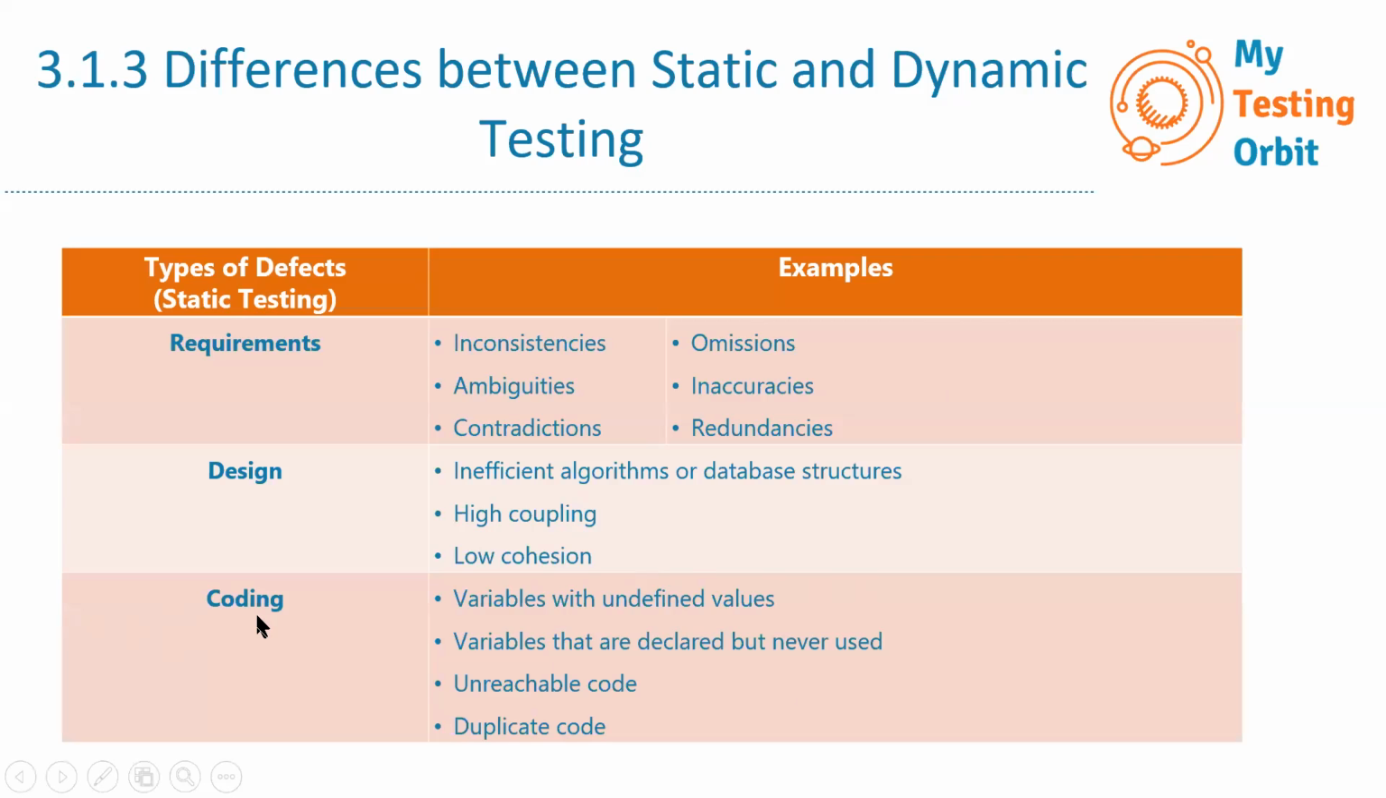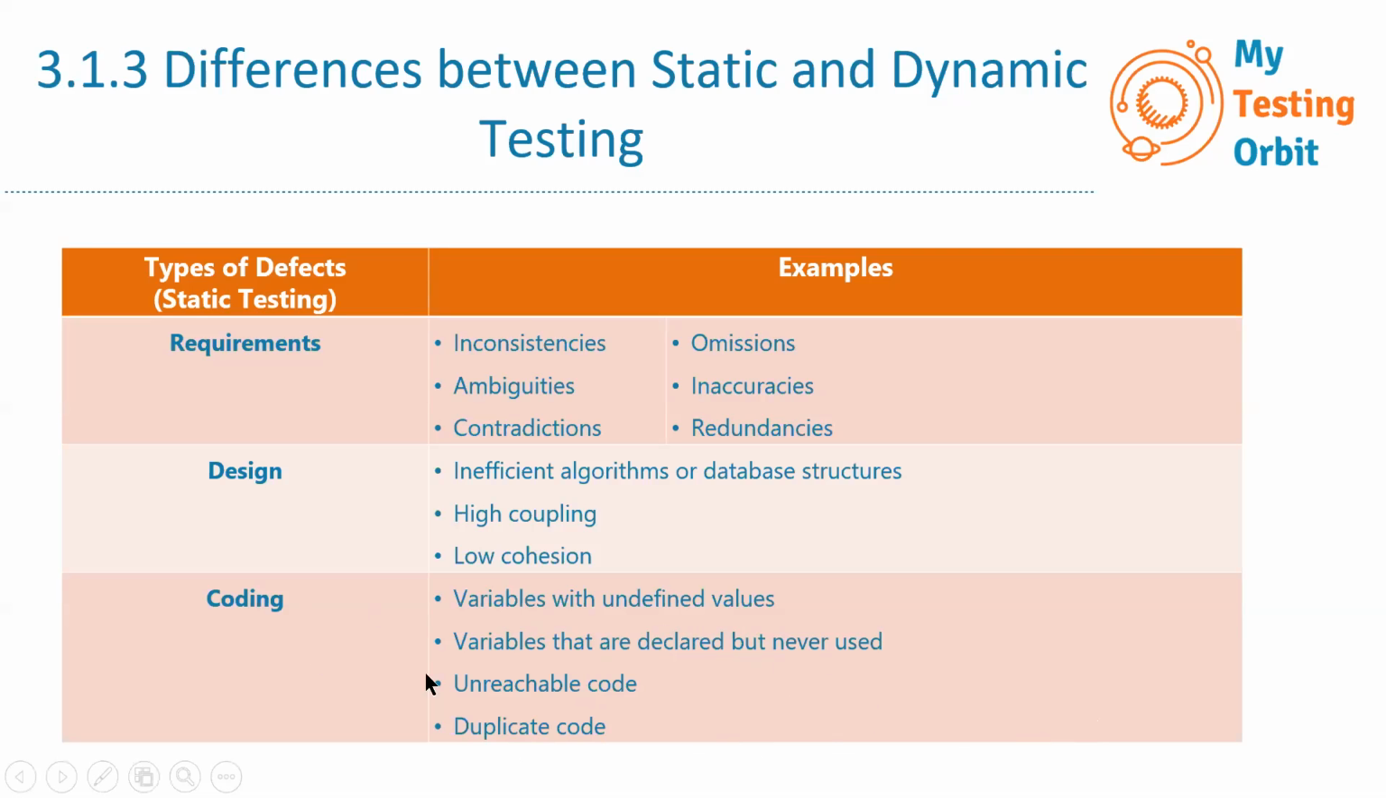In coding, when we are doing static testing of the code, we can identify a few issues like variables with undefined values, variables that are declared but never used, unreachable code, duplicate code. Why are these things a problem? Because if we have variables defined or code which are not used, then they just occupy memory space. And this is not good for the capacity, so it's not good for the performance of the system.